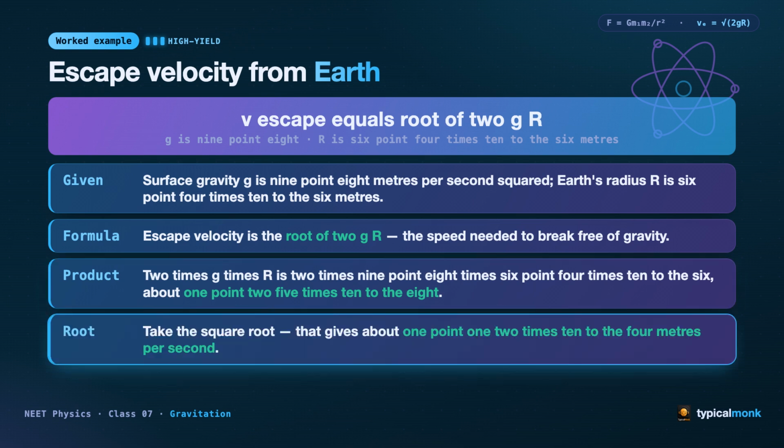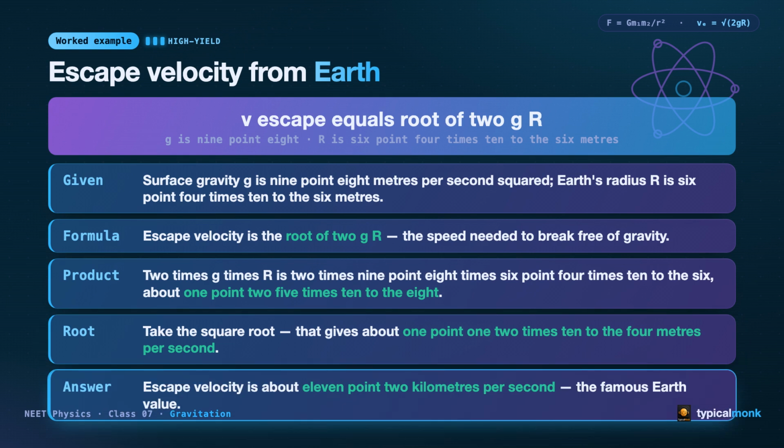Step 4. Take the square root. The square root of 1.25 times 10 to the 8 is about 1.12 times 10 to the 4 meters per second. Step 5. The answer? That is about 11.2 kilometers per second, the famous escape speed for the Earth. Notice it does not depend at all on the mass of the object escaping.